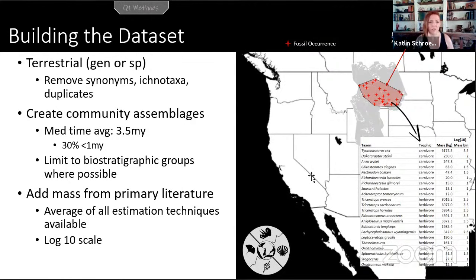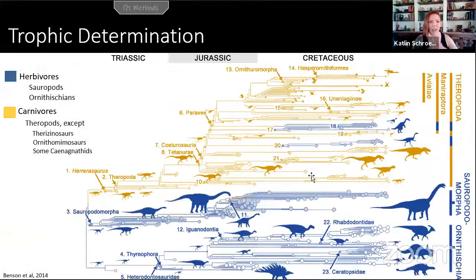That said, all of our analyses use log 10 scale. It's a pretty common way of looking at things that have a huge variety in range. And so all of the dinosaurs in the communities, once they had mass and once we were pretty certain they were a real thing and in the community, we assigned a fairly basic trophic determination, so diet, right? For the remainder of this presentation, anything in blue is going to be referring to herbivores and yellow is going to be referring to carnivores.